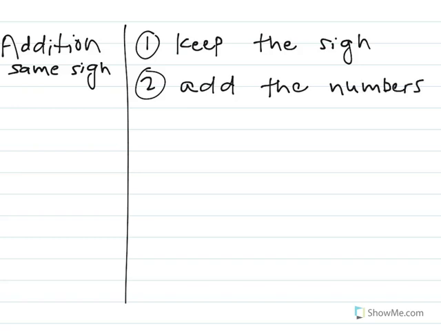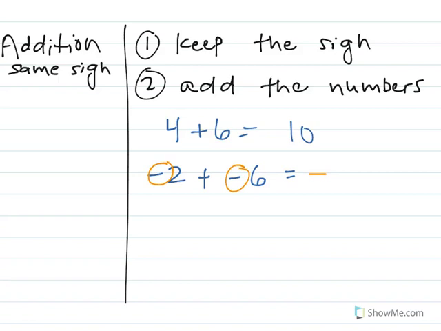Okay, so let's look at a few examples of this. Say we have 4 and we're adding it to 6. Both of our numbers are positive, so our answer has to be positive. And then you just add the numbers. So 4 plus 6 is 10. Now let's look at -2, and we're going to add that to negative, let's say, 6. Well, since both of our numbers are negative, we see our negative signs right here, our answer is also going to be negative. But then you just add 2 and 6. And 2 plus 6 is 8. So then our answer there is -8.